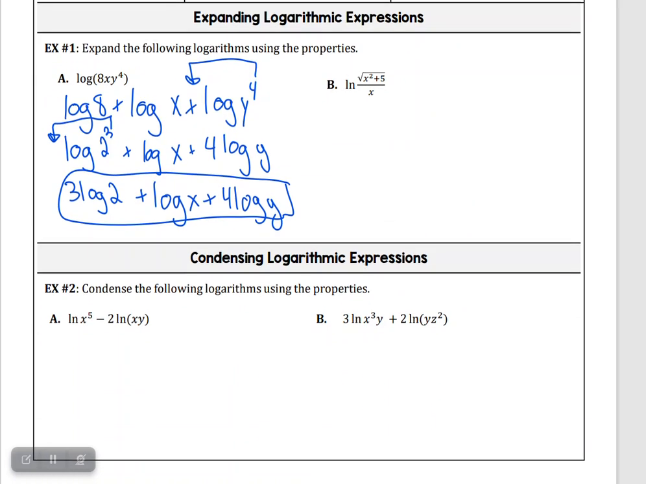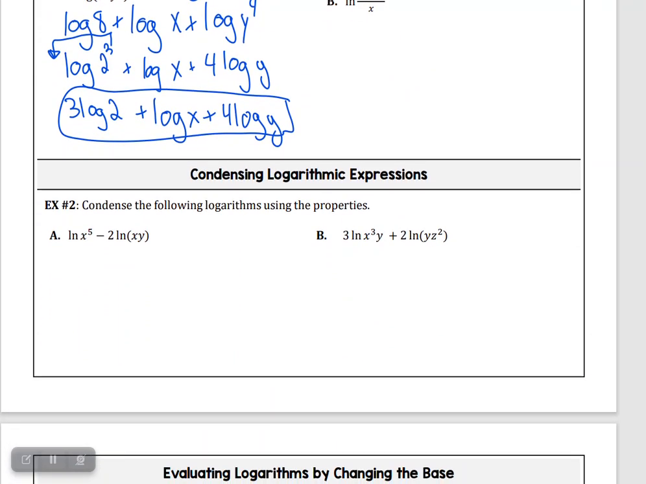I'm going to have you do b in just a second, so let's hop down to example 2a. We have natural log. What's going to happen is I'm going to merge those together. Well, actually, nope, I want to back up a little bit. I want to take care of this 2 out in front. Remember that 2 can go the other way and be written as an exponent. So ln of x to the 5th minus ln, and it's important I do the quantity of xy to the 2nd. Now that I don't have any coefficients, I'm going to merge them together through division.